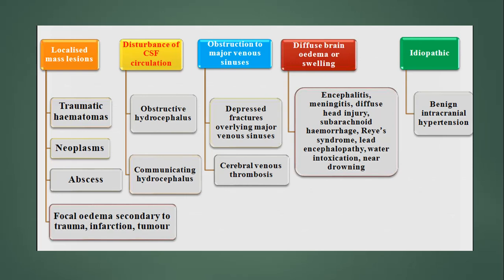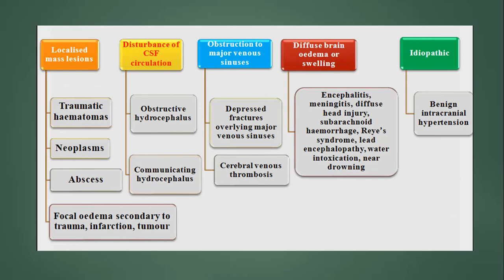Then there can be obstruction to major venous sinuses, such as a depressed fracture overlying major venous sinuses causing rupture of the venous sinuses or blockage of the venous sinuses. And then there can be cerebral venous thrombosis.